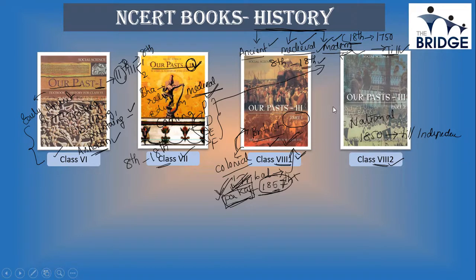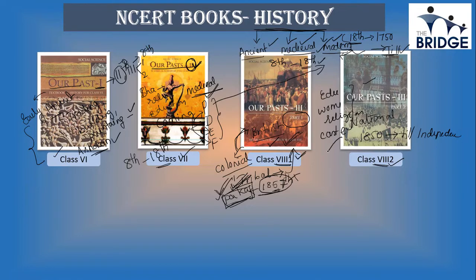For example, education, or with respect to women's issues, religious issues, caste. There were so many reform movements on all of these, and so many prominent persons, the socio-religious reformers. We'll discuss them separately in another video. All of them have been discussed here.